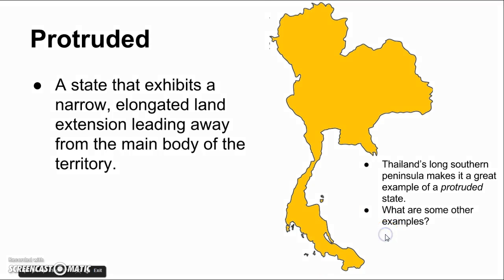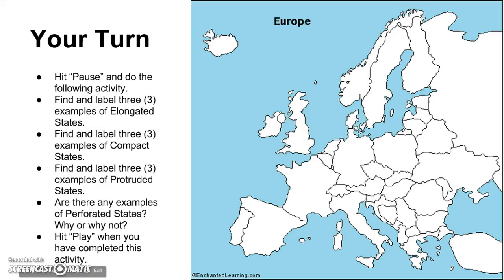So now that we have gone over these different kinds of states, it's your turn. On your right is an example of an unlabeled map of Europe. You don't need to know the names of these countries, you just need to know that their boundaries are there. So you're going to hit pause to do the following activity.